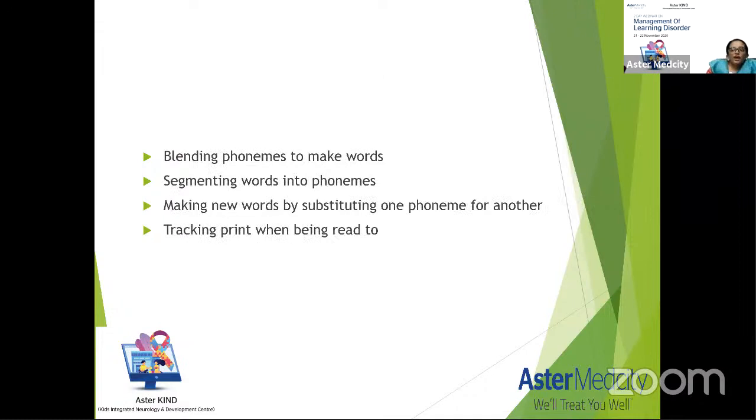After identifying letters and sounds, the next thing is blending. Give individual sounds and ask them to blend. Give visual cues: take a b, take an r, and take a t, and blend it. Give all types of visual cues so that they can understand how to blend. Segmenting words means breaking the words into small units. Then substitute many sounds and ask them to find new words. And print while reading: ask them to put a finger below the line so that they will not miss the line.